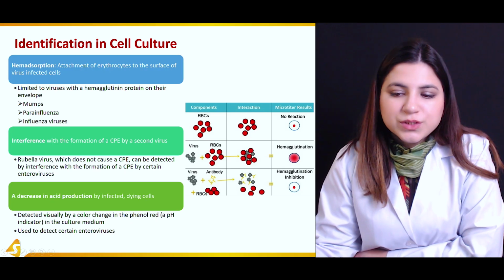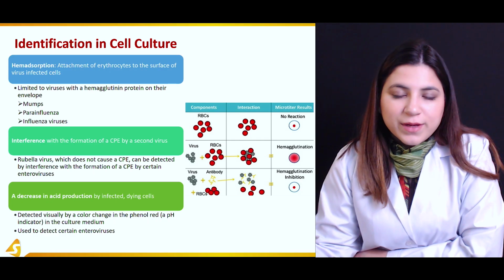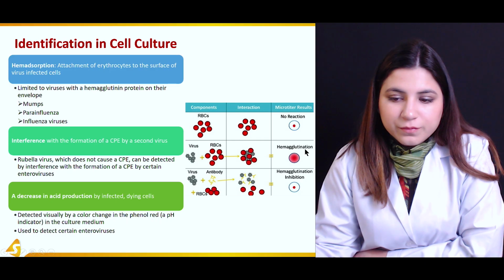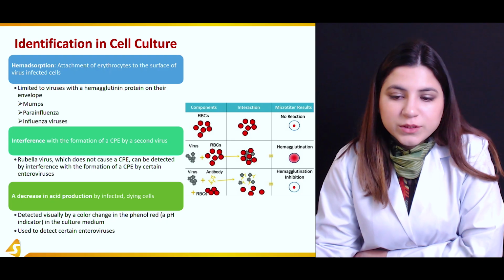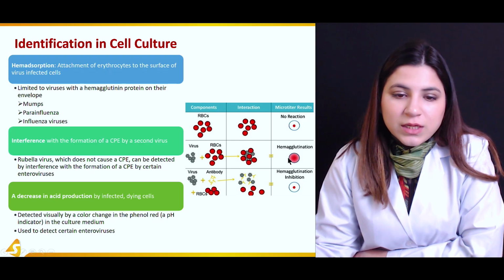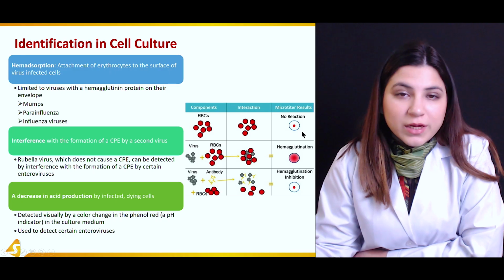This figure here shows the phenomenon of hemagglutination, which is basically when the virus infected cells accumulate or attach erythrocytes to them, and you can see the phenomenon of agglutination. And this agglutination will show that yes, there are viruses present inside the cell, and those viruses are causing the erythrocytes to attach to the cell. And so it'll be easily detected or visualized.